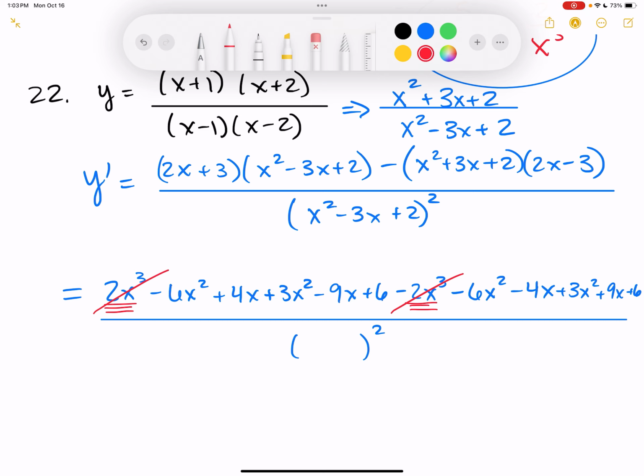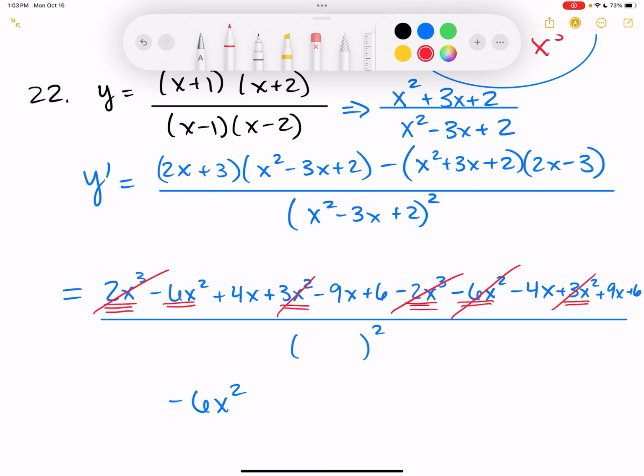Let's see. This one's square. Negative 6x squared. I've got 3x squared. I've got a negative 6x squared. And I've got a positive 3x squared. Is that it? Okay. So the two 3s, because they're positive, cancel with one of the 6s. So I'm going to go ahead and cross those out. So all I'm left with is a negative 6x squared in that regard.